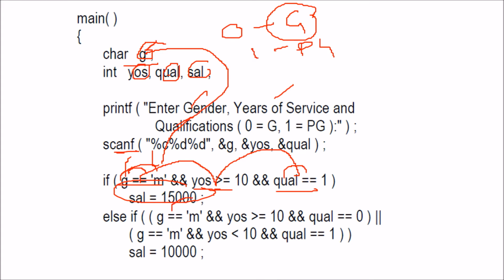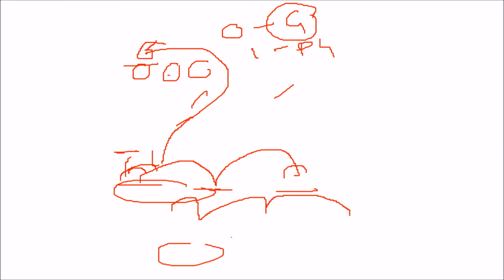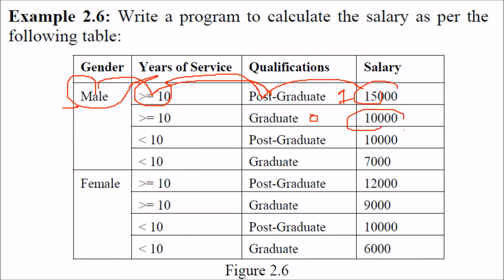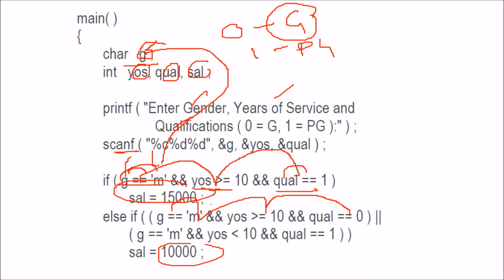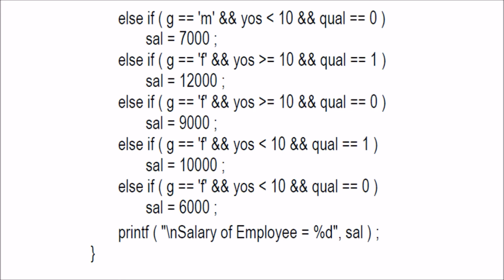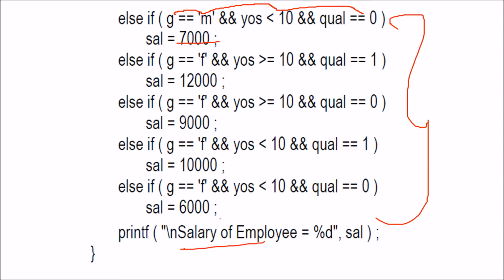Again, all the conditions can be met like this. Else if gender male, year of service greater than equal to 10, qualification 0, or because we have 10,000 for both of these, we can combine these conditions in an OR. First condition or second condition. If any of these is true, we say salary equal to 10,000. Similar is the case with the second else if: gender male, year of service less than 10, qualification 0, salary 7,000. And similarly for all of these. This is how we use the AND and OR operators.